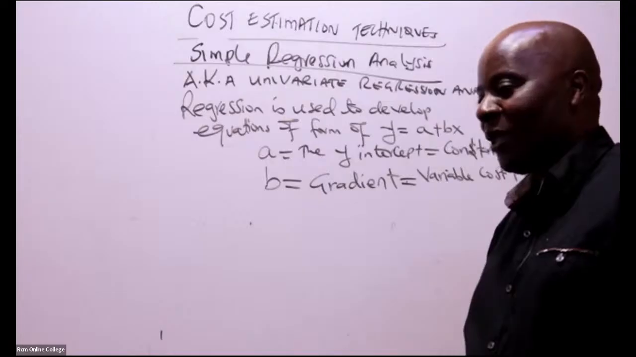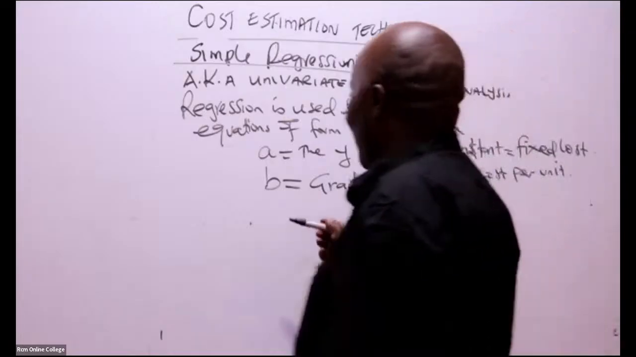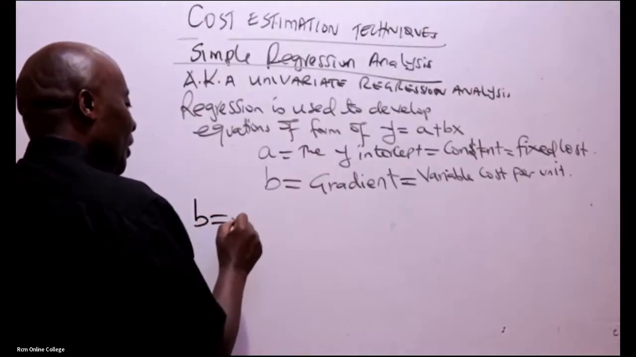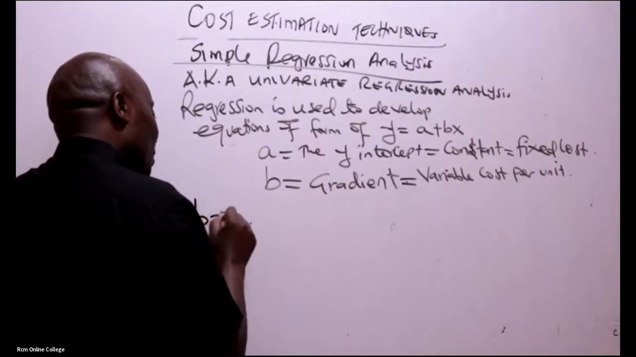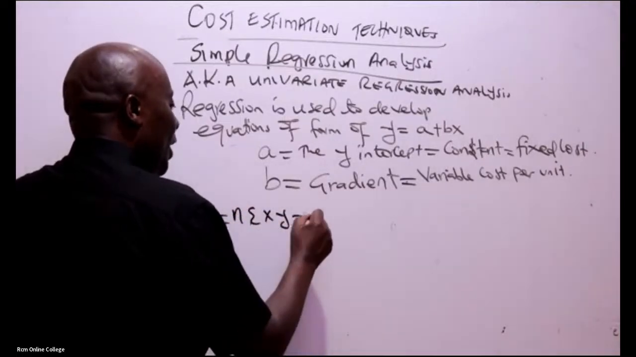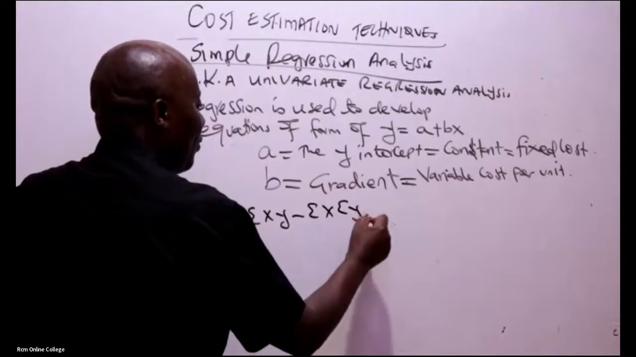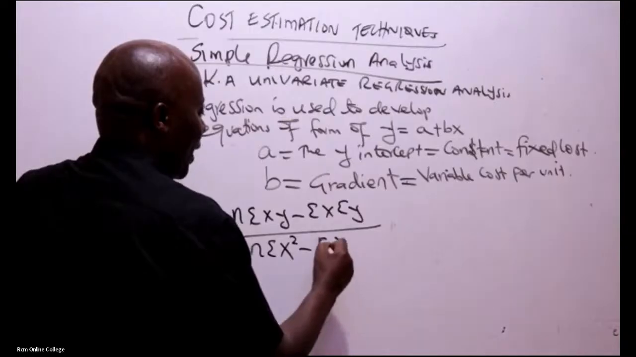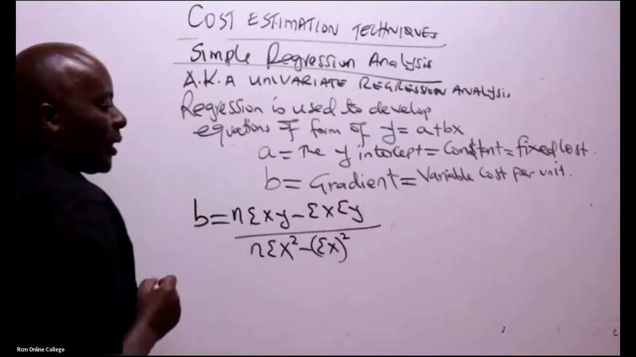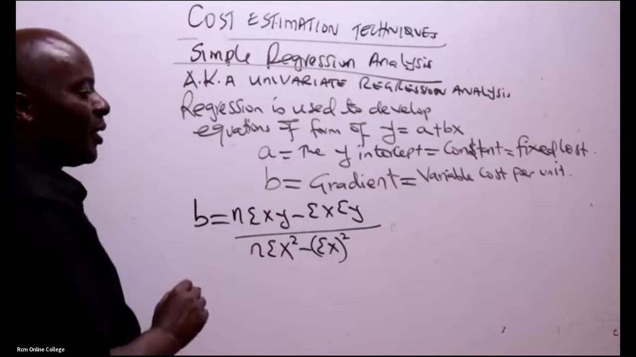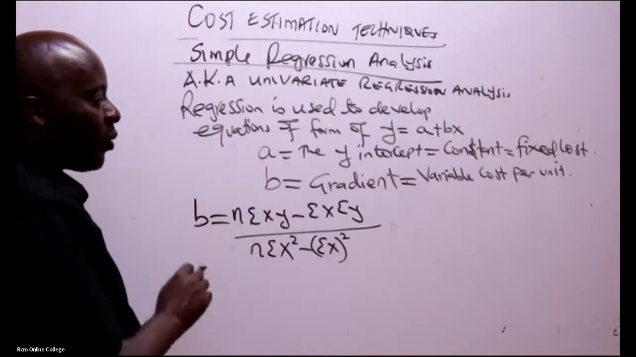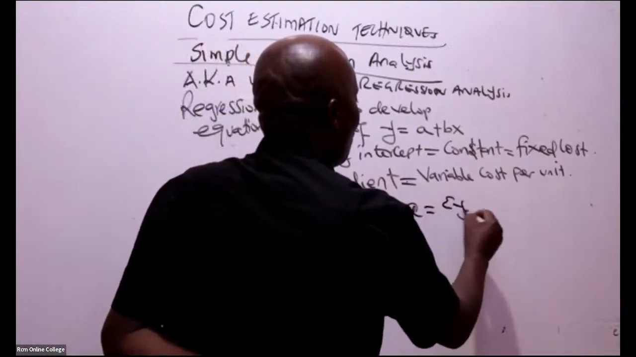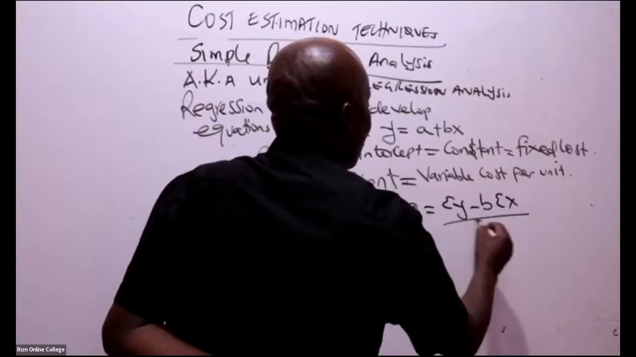And remember, ladies and gentlemen, that regression analysis gives us the methodology for getting B and A. And if you remember very well, using regression to get B, we take n summations of xy minus sum of x, sum of y, all over n summations of x squared minus summation of x, squared. That's how we get the gradient. And then to get the y-intercept A, we will take summation of y minus b summation of x, divided by n.